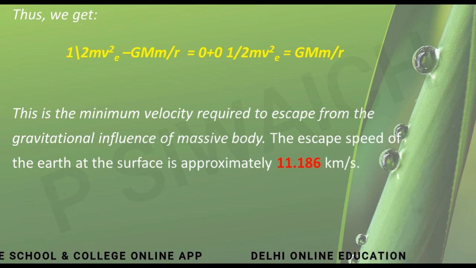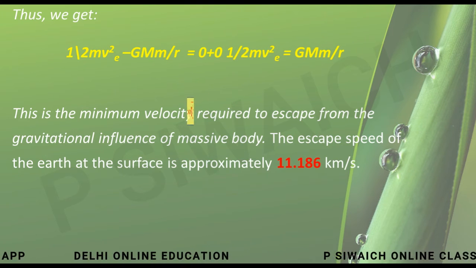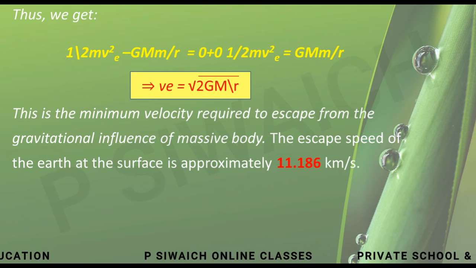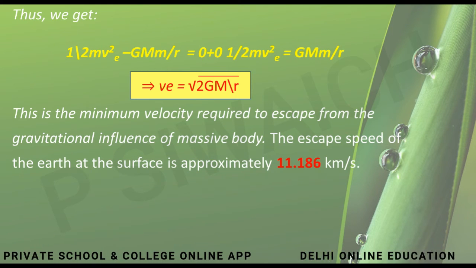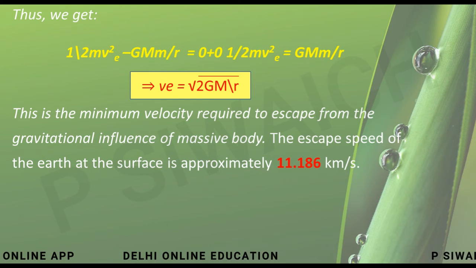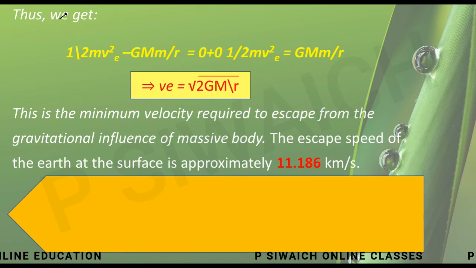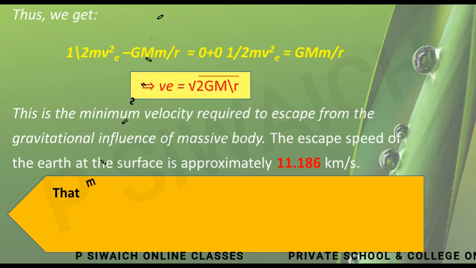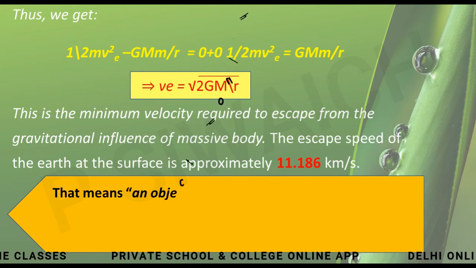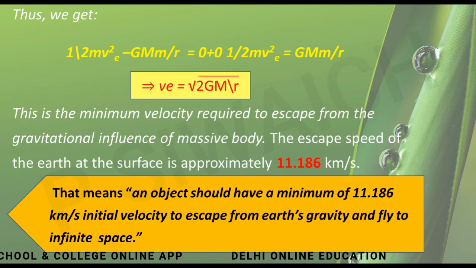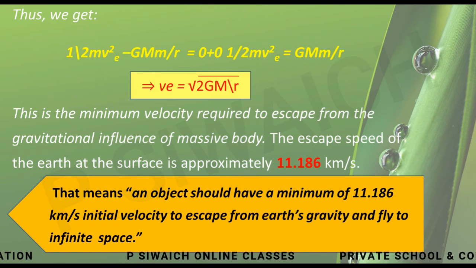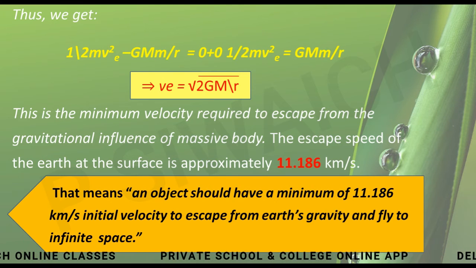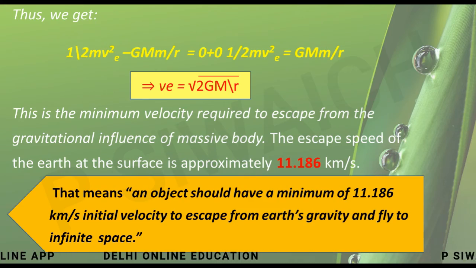The escape speed of the Earth at the surface is approximately 11.186 kilometers per second. The final formula is VE equals under root 2GM over r. That means an object should have a minimum of 11.186 kilometers per second initial velocity to escape from Earth's gravity and fly to infinite space.